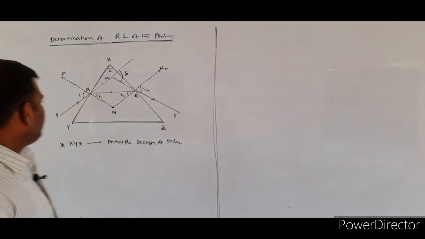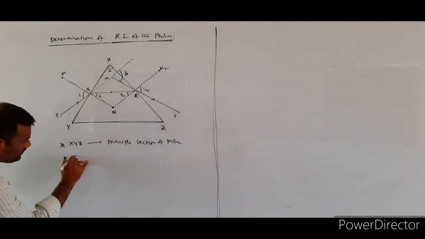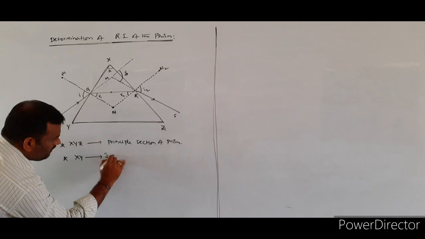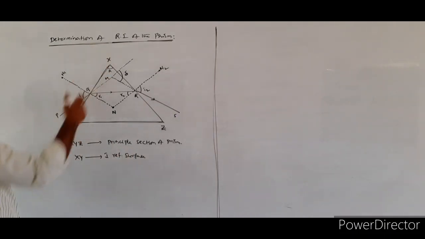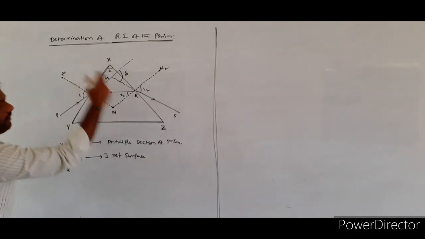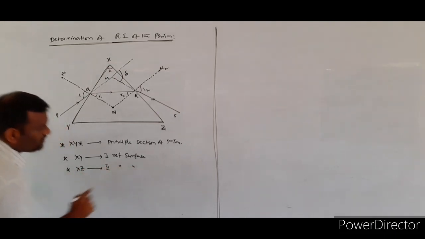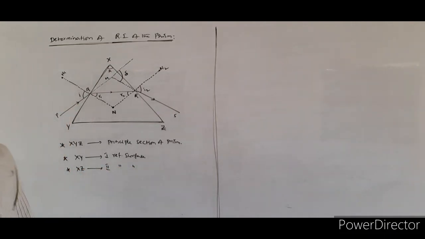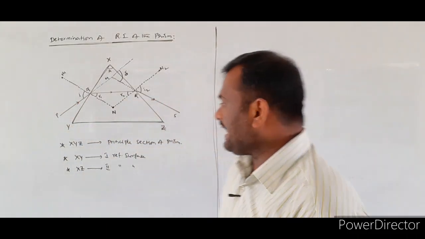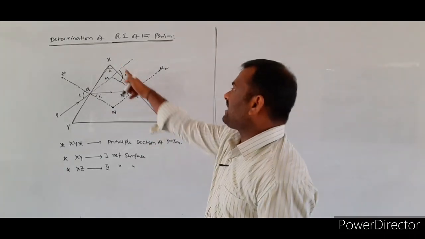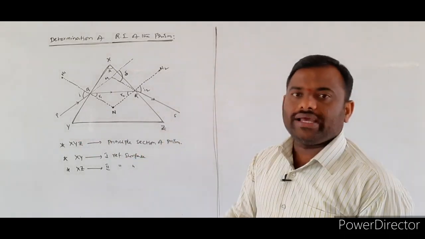Angle of the prism. For the principal section XYZ, XY will be the first refracting surface and XZ will be the second refracting surface. So the principal section of the prism XYZ has two refracting surfaces. The first refracting surface is XY, the second refracting surface is XZ, and YZ indicates the base of the prism.